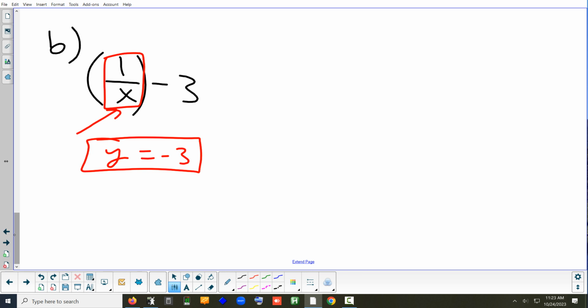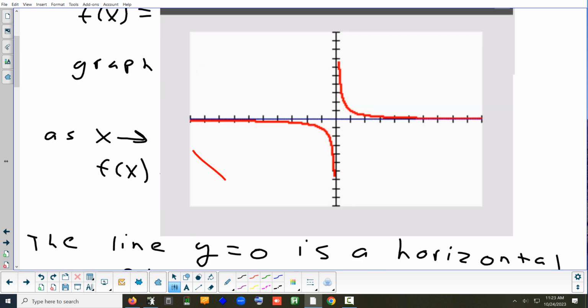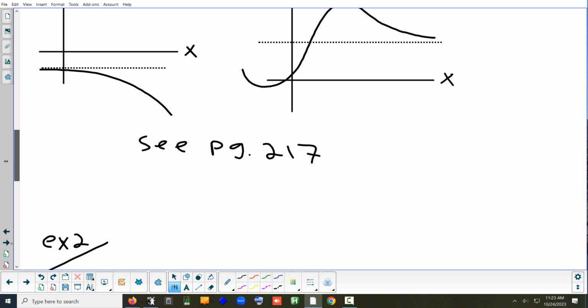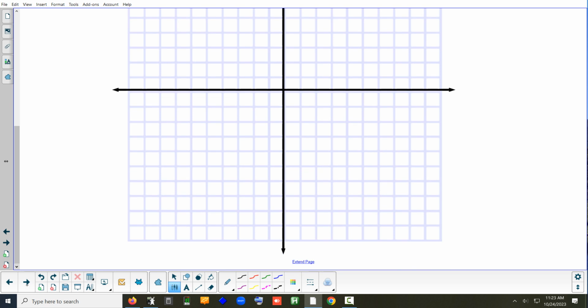So the range of this graph would be every single number except -3, because it's going to go up forever and it's going to go down forever. It's just not going to ever hit the number that the asymptote is at. Okay. You don't really need to sketch that. That's fine.